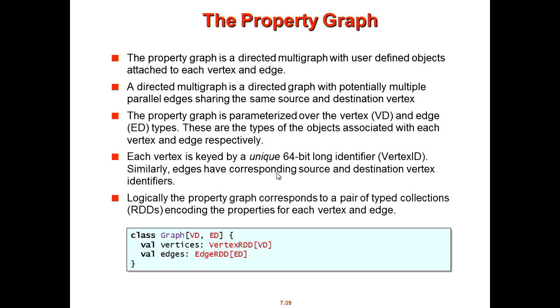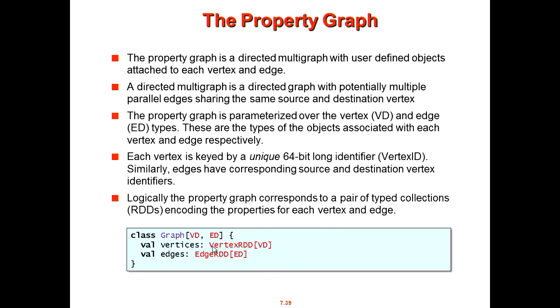And edges have corresponding source and destination vertex identifiers. So given a source node and destination node, this edge can be identified uniquely. Logically, the property graph corresponds to a pair of typed collections encoding the properties for each vertex and edge. So the graph data type looks like this. This is the Graph class, and you need to give the data type for vertices and for edges.